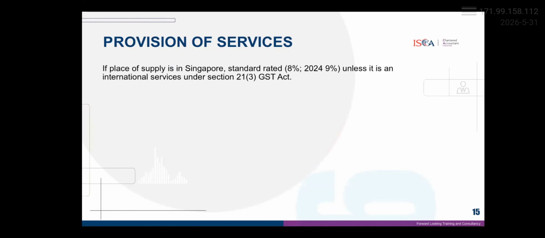How about the provision of services? When we identify the transaction to be a provision of service and not a provision of goods, then in general, we will standard rate the supply of service, unless it is an international service that is listed under Section 21(3) of the GST Act.